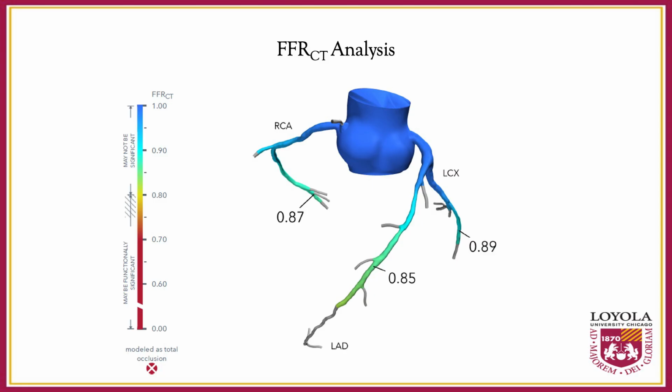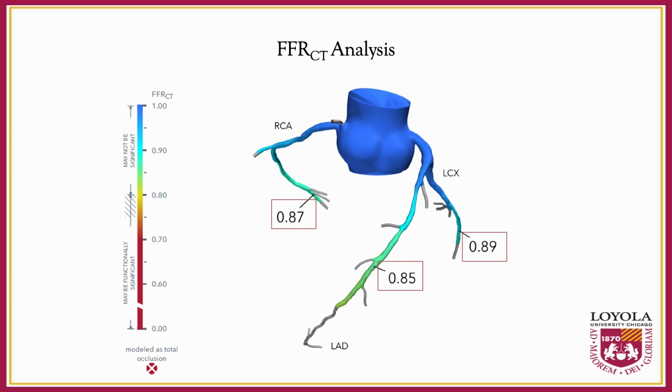So there was no lesion-specific ischemia for the RCA lesion, circumflex lesion, nor the LAD lesion, with a lesion-specific FFRct value of 0.87 in the RCA, 0.85 in the LAD, and 0.89 in the circumflex. So with this information from the FFRct, I was able to safely defer an unnecessary invasive coronary angiogram for the patient.